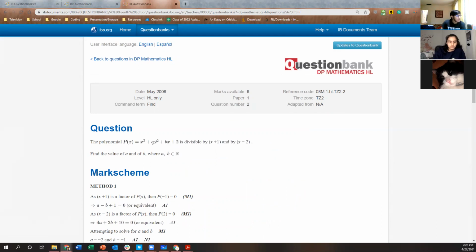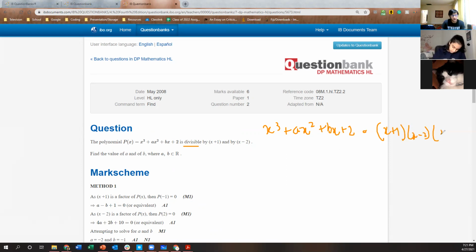Okay. Polynomial here is divisible. As soon as you see it's divisible, that means the remainder is 0. And if the remainder is 0, what does that mean? They're factors, right? There's two ways you can do this. You can do it like we did in the last problem, where you set these equal to each other, and you say that this is equal to x plus 1 times x minus 2 times x minus r, where r is like the third root.